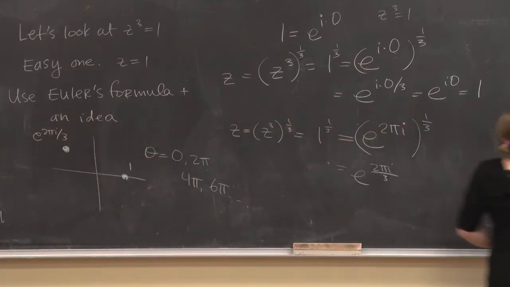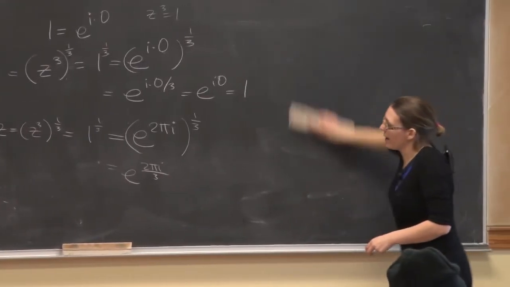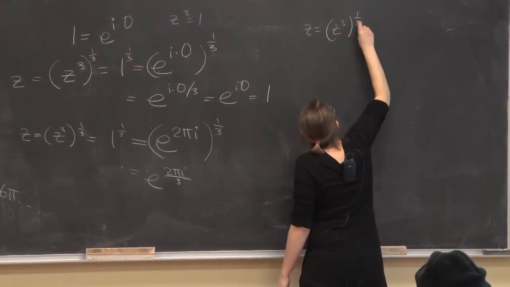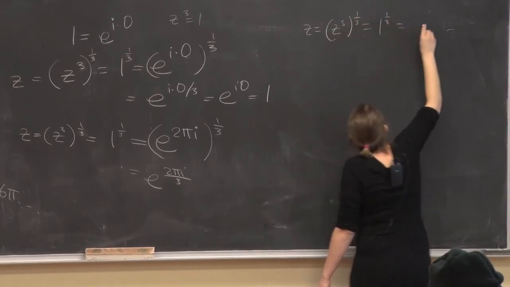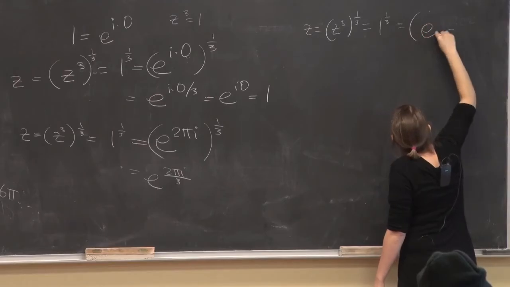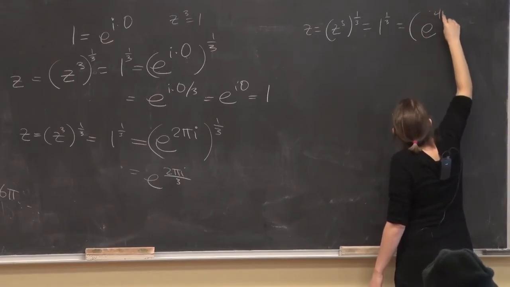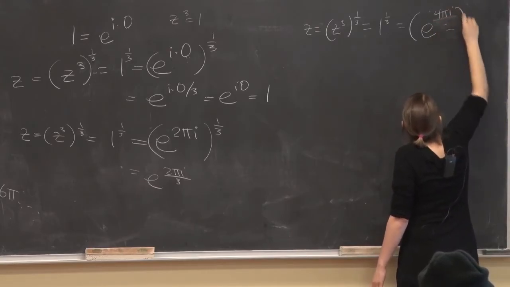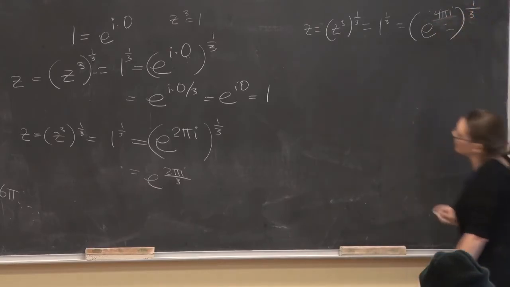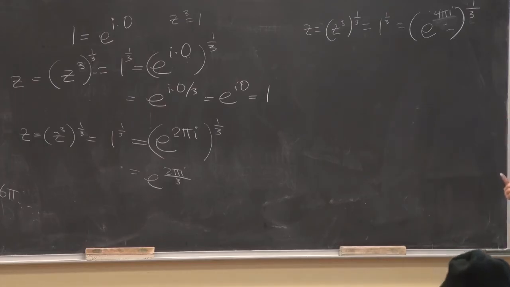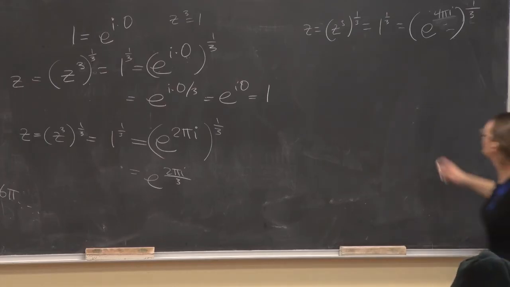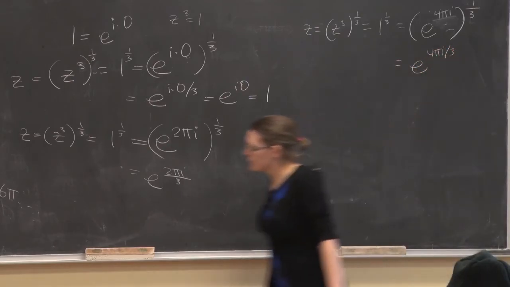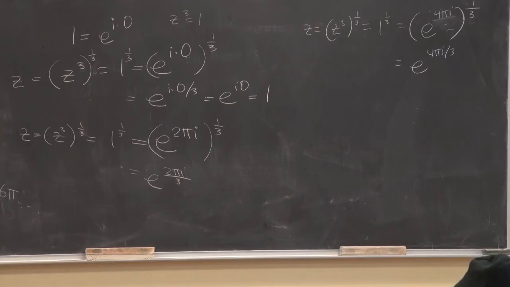And then, well, I continue on my merry way, right? z could be z cubed to the 1/3, which would be 1 to the 1/3. But this time, I choose to think of 1 as being e to the 4 pi i over 3. 4 pi i, sorry, that's my 1. And then the 1/3 on the outside, right? So now I think of 1 as being 4 pi i. And that will give me e to the 4 pi i over 3, which is the number with argument.